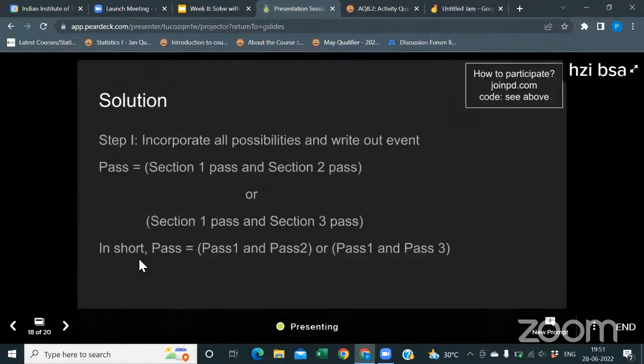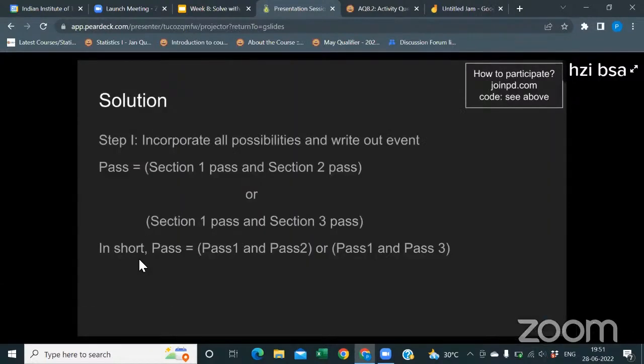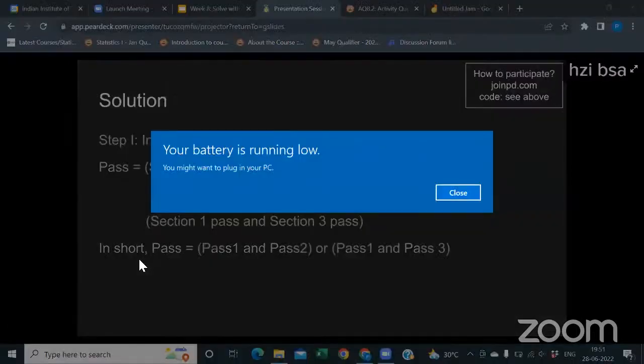Yeah, step 1, we have to incorporate all the possibilities. Sorry, 1 second. Let me connect my laptop charger.